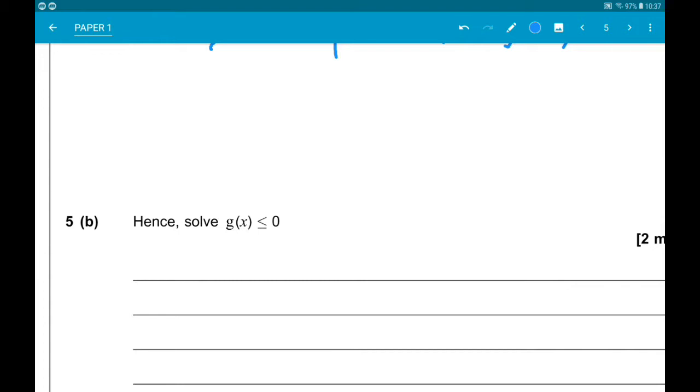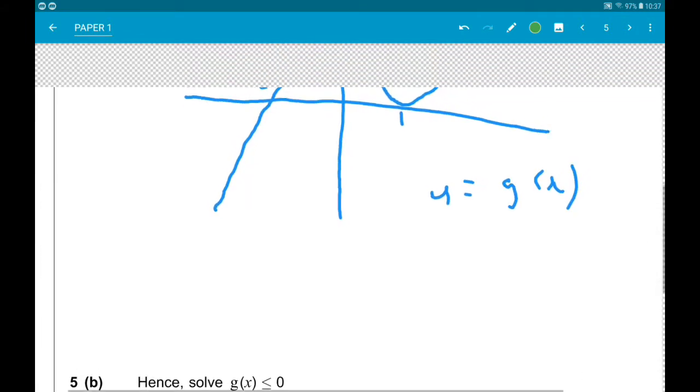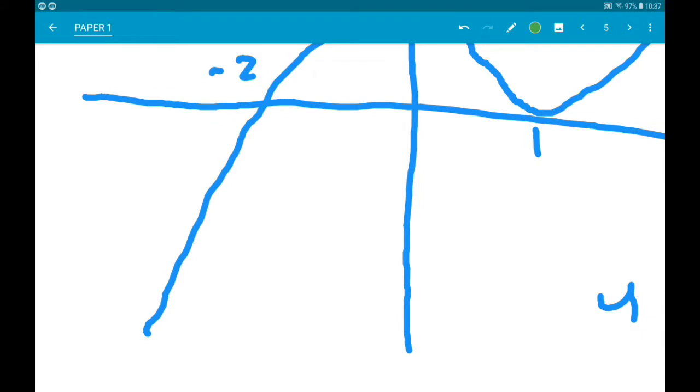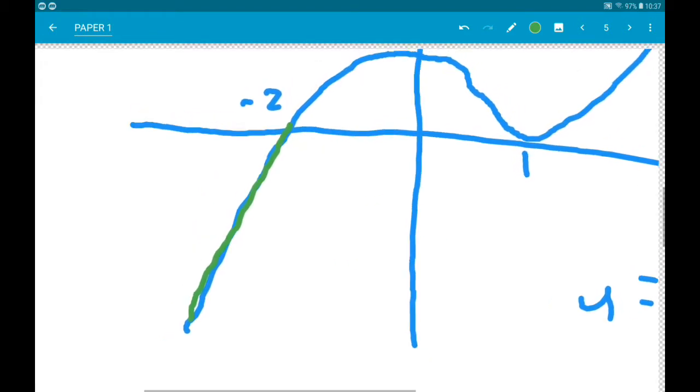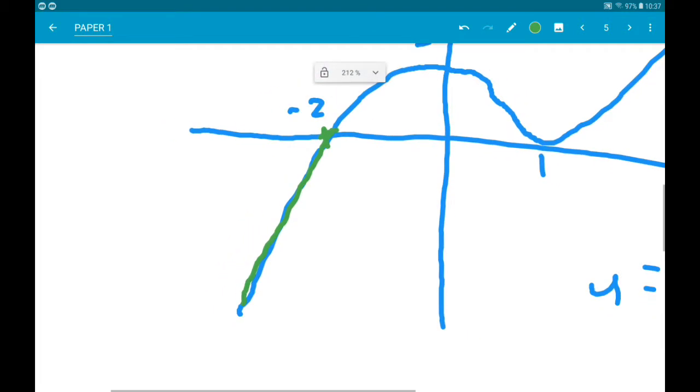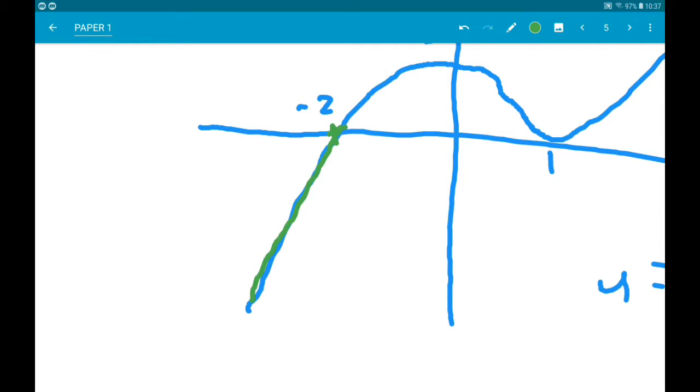So, that means we want the x values that make the graph 0 or less. So, we want all of this part of the graph, and we also were allowed to equal 0. So we also want x is minus 2. So the solution over here is going to be x is less than or equal to minus 2.